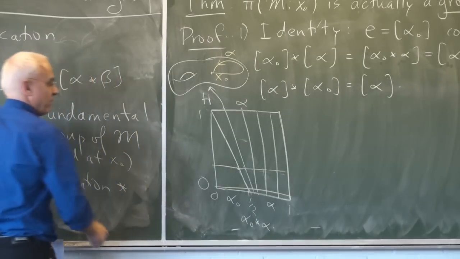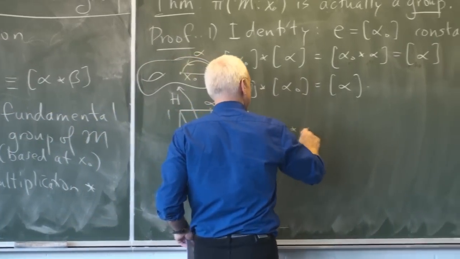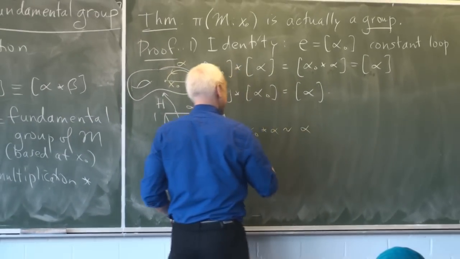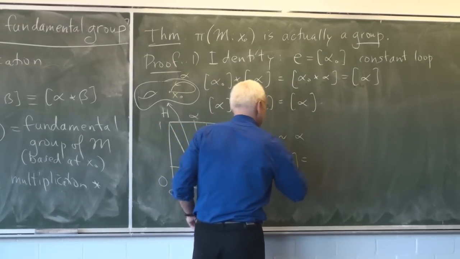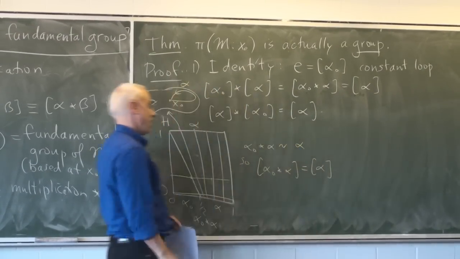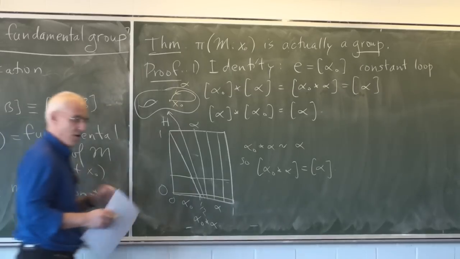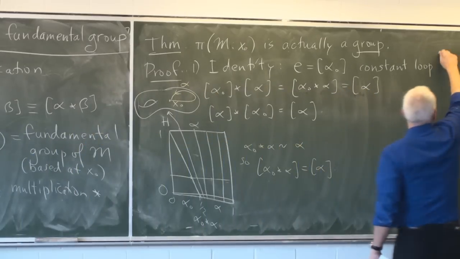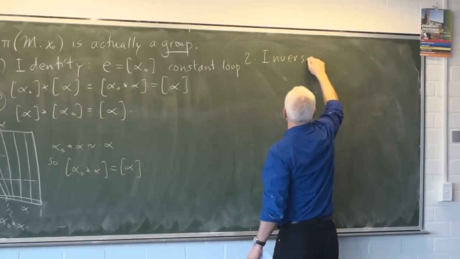And that homotopy proves that alpha 0 times alpha is actually homotopic to alpha, and so alpha 0 times alpha in terms of the equivalence classes is equal to the class or the type of alpha. That's the first of our three things. So the second thing was we had to prove the existence of inverses.